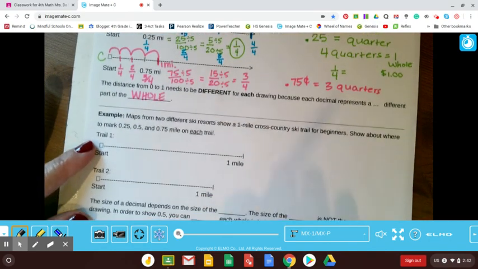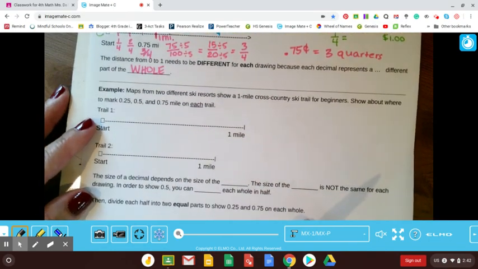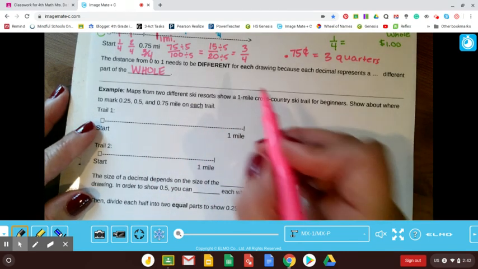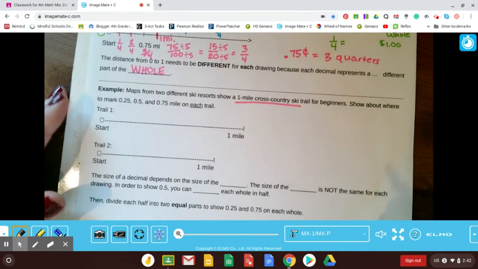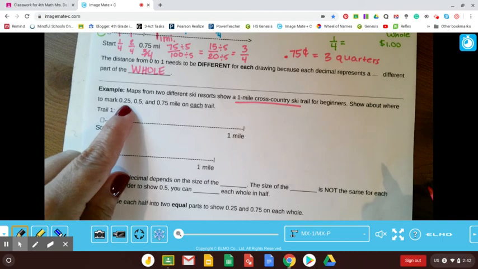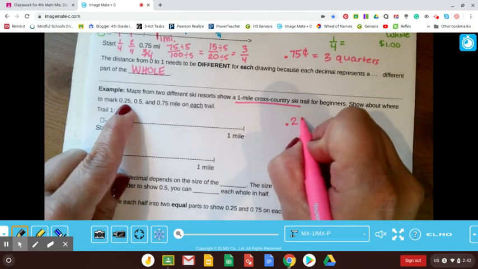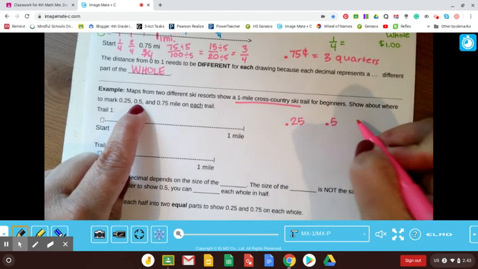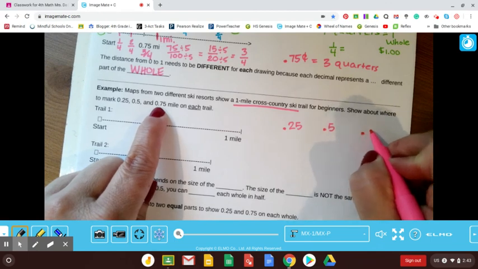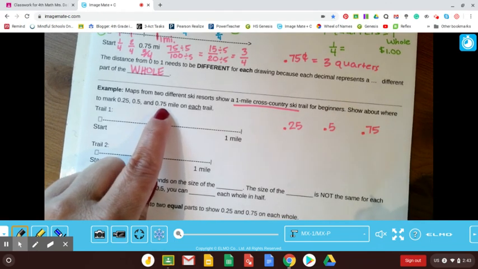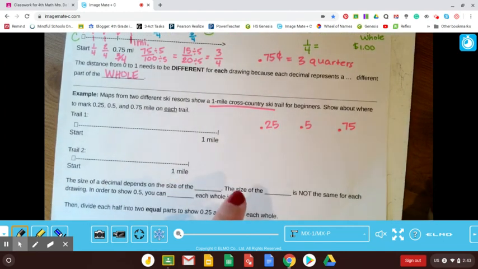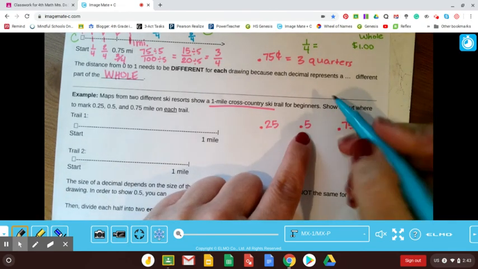All right, here's another example, and this would be our independent practice if we were in school. It says maps from 2 different ski resorts show a 1 mile cross-country ski trail for beginners. Show about where to mark 1/4 or 0.25 or 25 hundredths, 0.5 or 5/10, and 0.75 or 75 hundredths. And I wrote them over here because I want to show you that there's something that we could do that would make this probably be a little bit easier to understand in our minds.